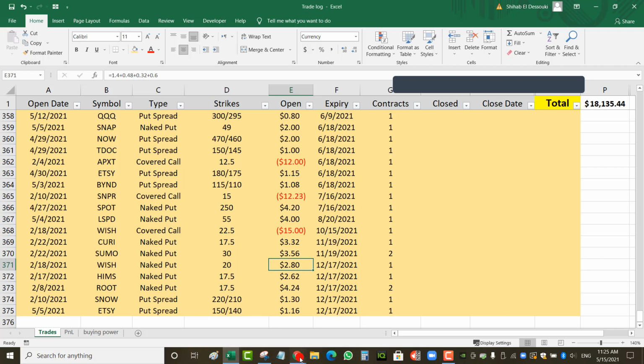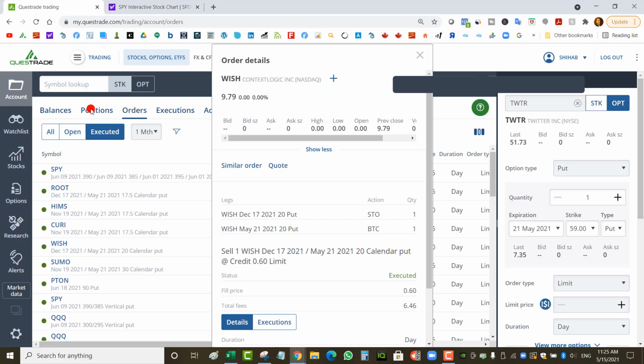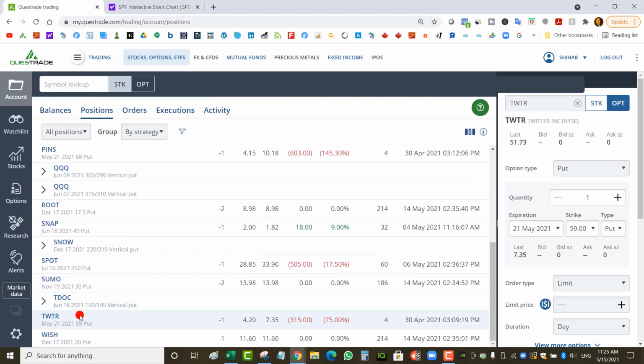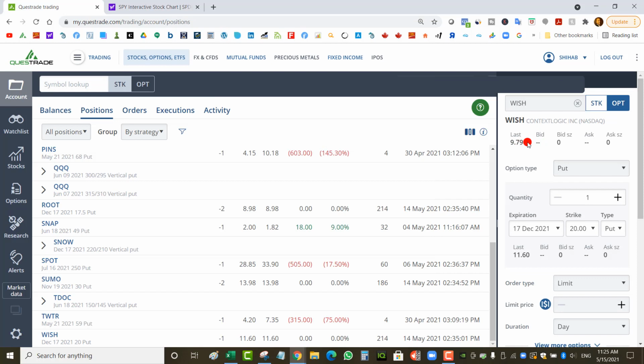And do you want to see where Wish is trading right now? If I go to positions, Wish is trading at 9.79, so 50% lower than my short put. So yeah, I really regret playing these stocks.